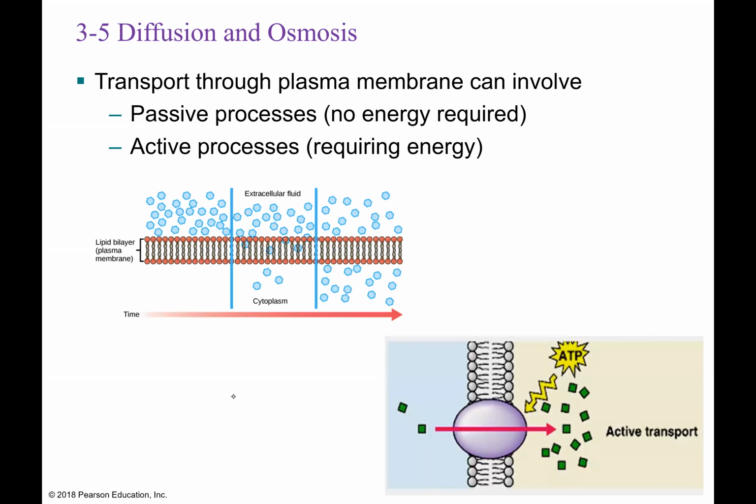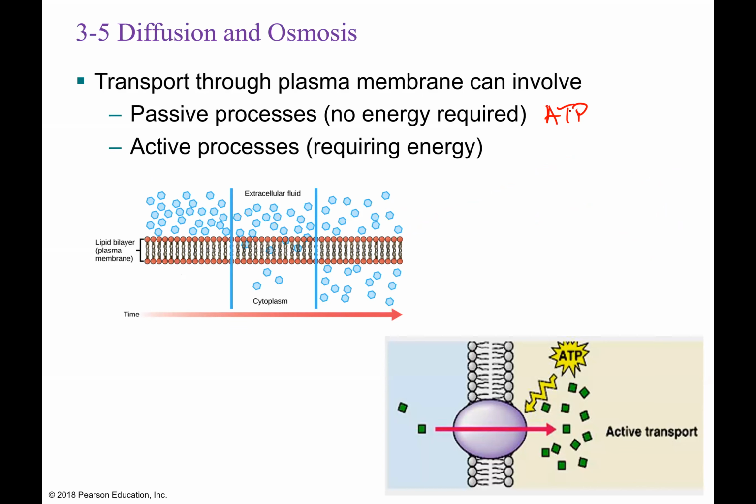Okay, so transport across the plasma membrane can be either passive, which means you're not using any energy. And when we talk about energy, we're talking about ATP. Or transport can be active, which means it does require energy in the form of ATP.